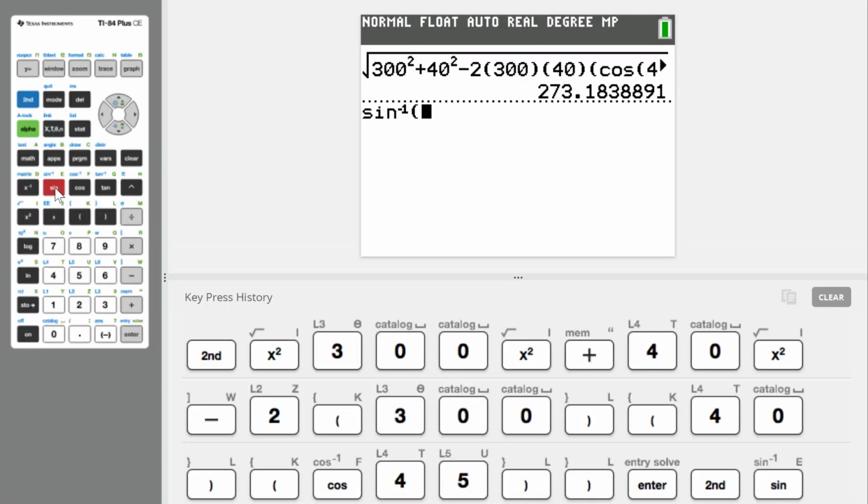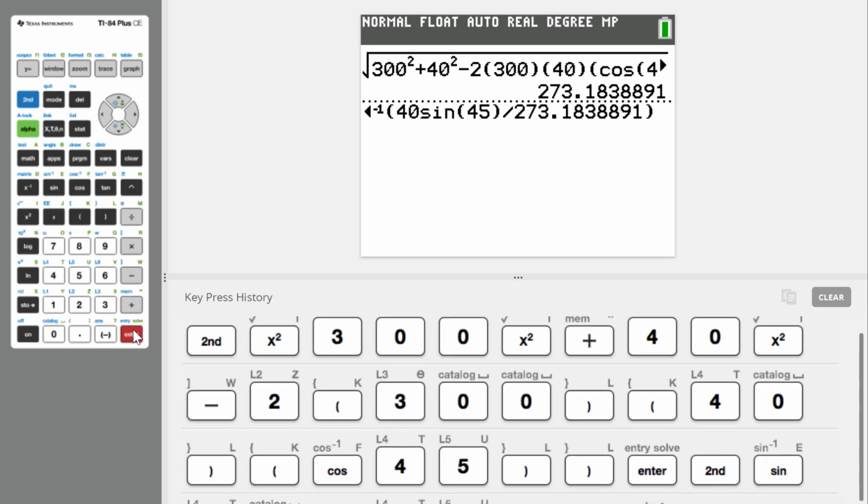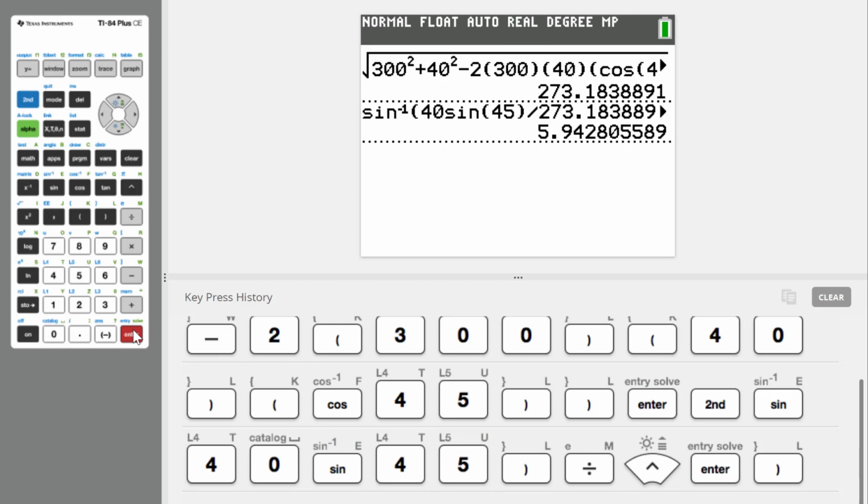So in the calculator, I'll type sine inverse. On the top, I have 40 sine 45. And then on the bottom, I have that 273 number, which I'll come up and grab there to make sure I use the full answer. Close that parentheses, and I think we've got it. Comes out to be about 5.9 degrees.